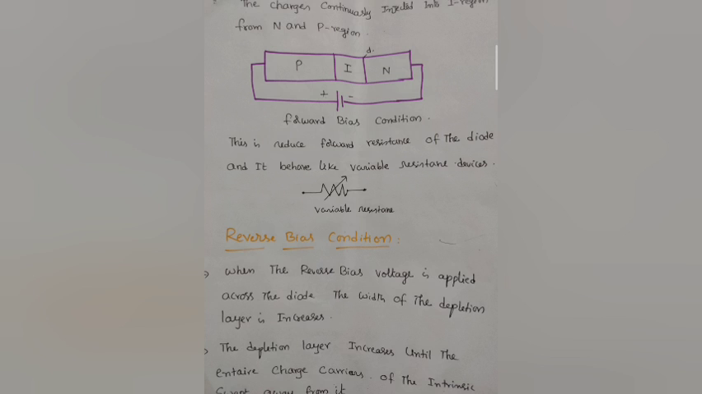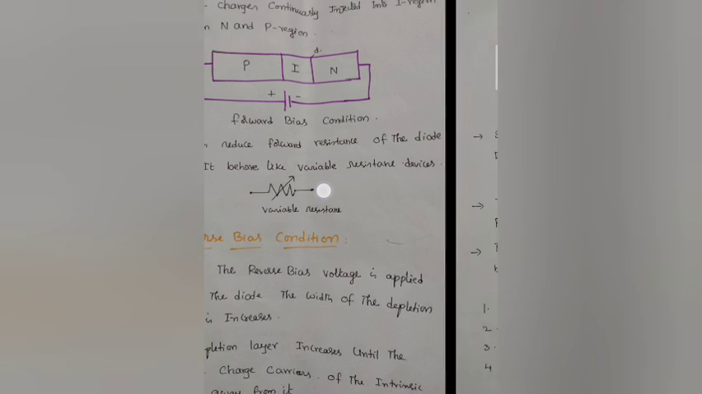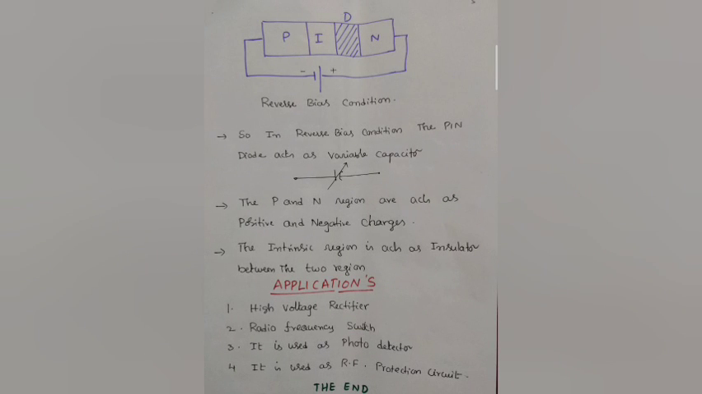Now coming to another connection, the reverse bias condition. When reverse bias voltage is applied across the diode, the width of the diffusion layer increases. What is reverse bias condition? When the negative terminal of the battery is connected to the P, and the positive terminal of the battery is directly connected to the N, that is called reverse bias condition. The depletion layer increases until the entire charge carriers of the intrinsic region are swept away from it. The diagram explains the forward and reverse bias conditions.